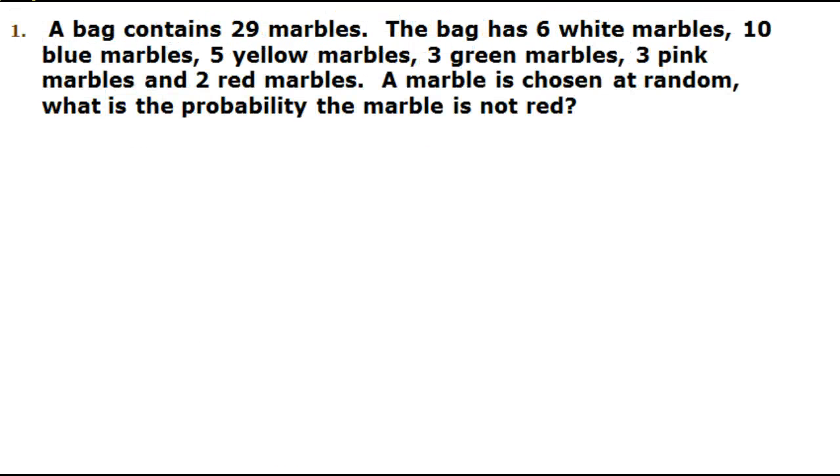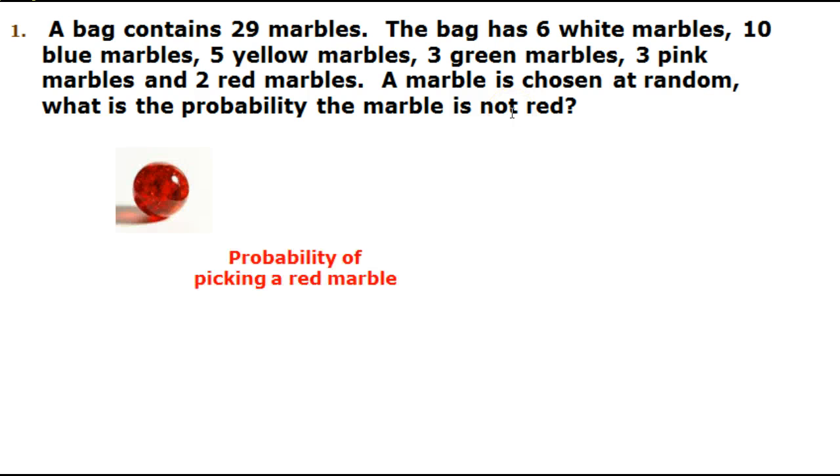This one asks, a bag of marbles has 29 marbles. A bag has 29 marbles in it. Okay, and it gives us all these different ones. We have some white ones, some blue ones, some yellow ones. The question says a marble is chosen at random. What's the probability it's not red? Well, we know automatically that the probability that it's a red marble is 2/29.